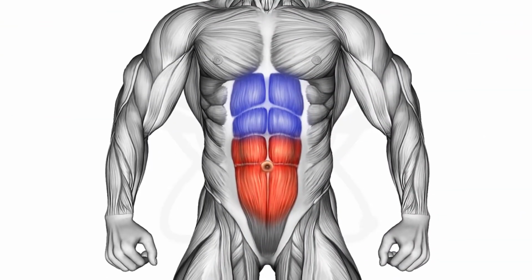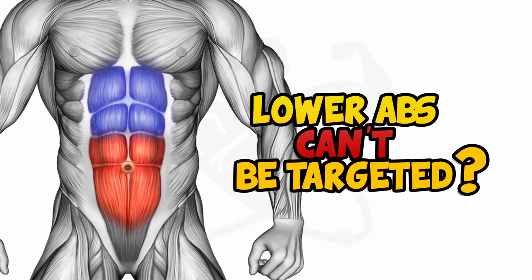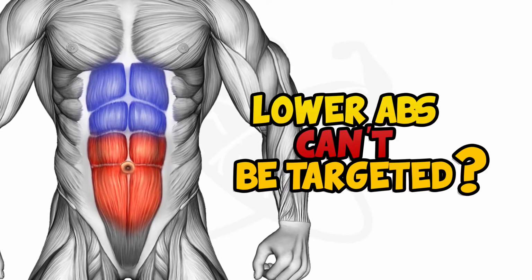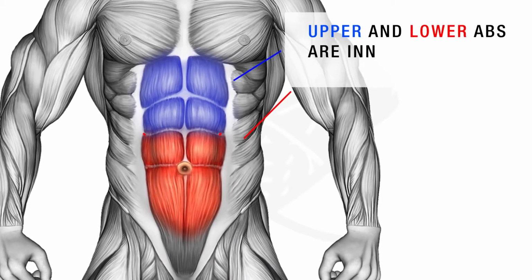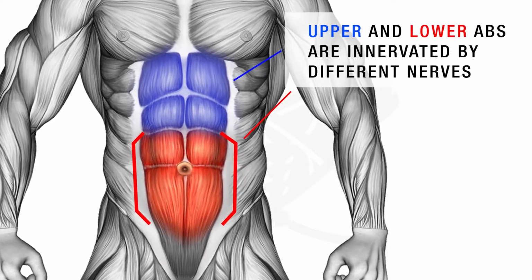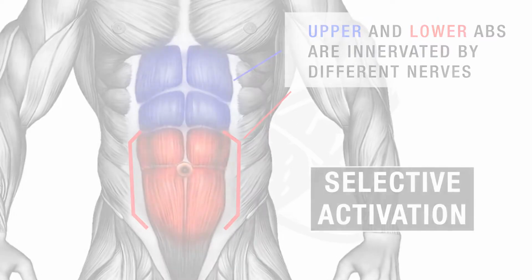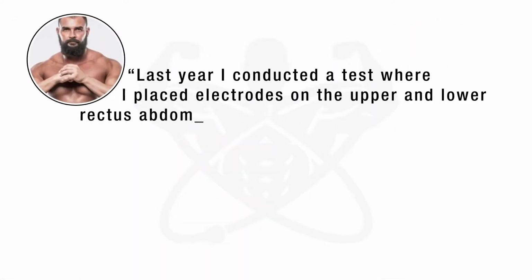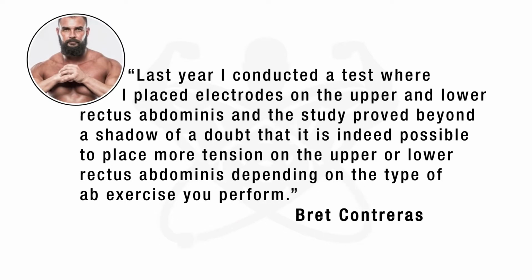But before we dive into the exercises, for those who believe that the lower abs cannot be selectively targeted, research clearly indicates that it is indeed possible. This is because the upper and lower abs are actually innervated by different nerves, and this hence provides a mechanism for selective activation. And in fact, researcher Brett Contreras has performed extensive research on this very topic, with his EMG findings concluding that the upper and lower abs can beyond a shadow of doubt be selectively emphasized depending on the type of exercise you perform.